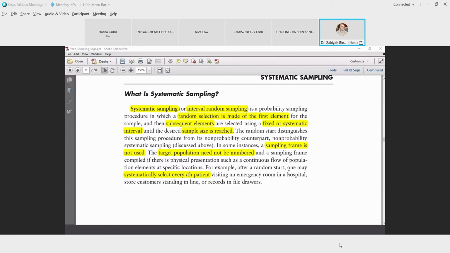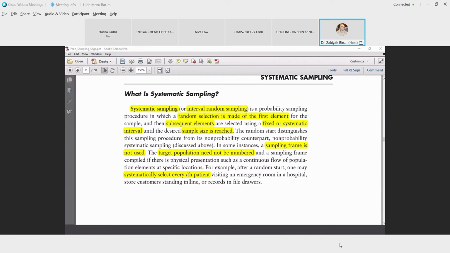For example, patients coming into clinics, right? Or people going into the mall. Today not so many, MCO. So you can systematically select every ith patient. Take note, Sage uses i. In our textbook, we use k. It doesn't matter as long as you understand the notation being used.